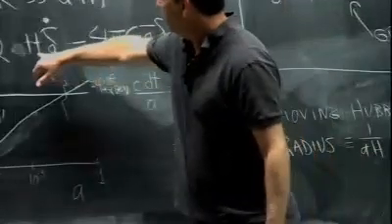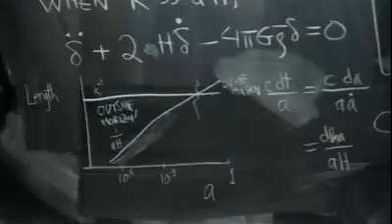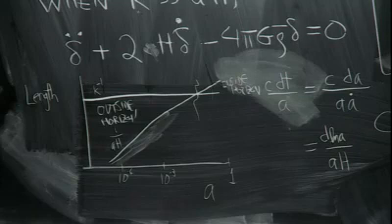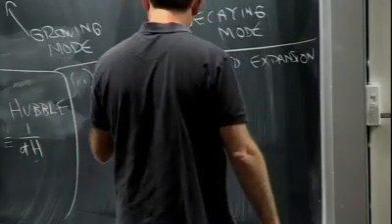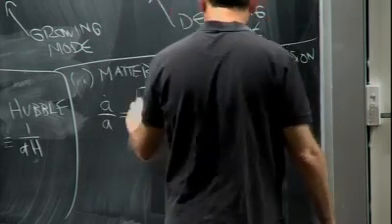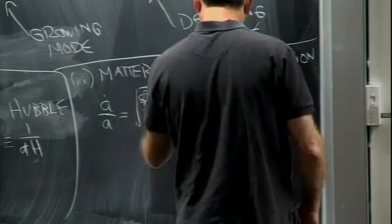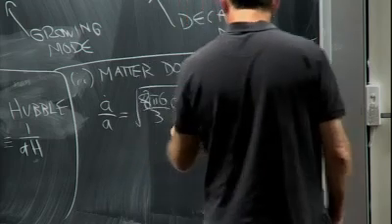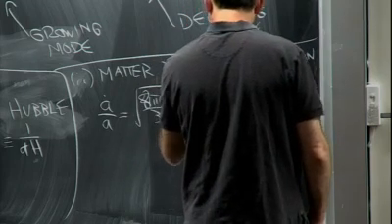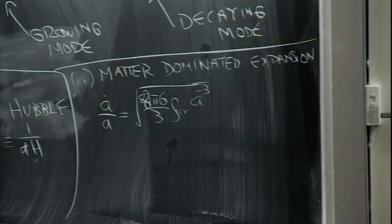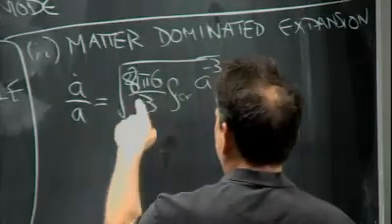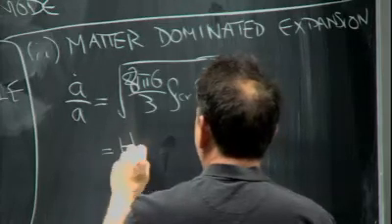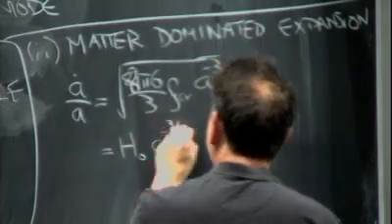So in order to figure out what this equation is, we just have to solve the Friedmann equation to then solve this equation. The Friedmann equation in that case says a dot over a is the square root of 8 pi G over 3 times rho today, which is rho critical, times a to the minus 3. That's the Friedmann equation today, right? And this thing is just H naught squared. So this is equal to H naught times a to the minus 3/2.